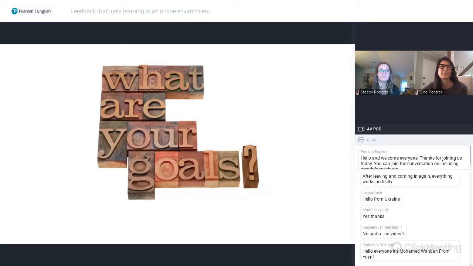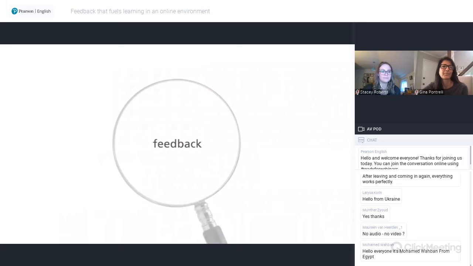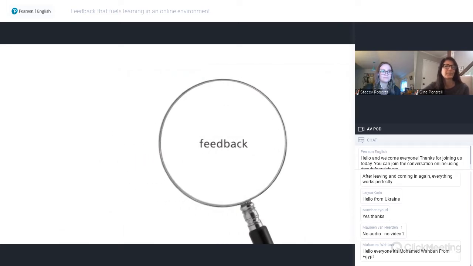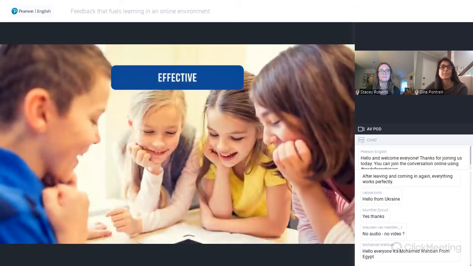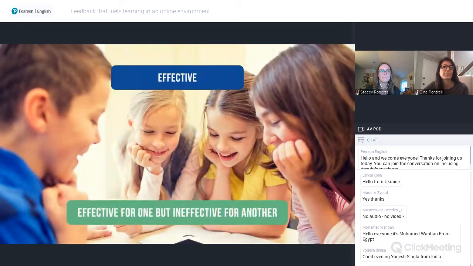Now that we have an idea of possible goals for feedback from both teacher and student perspectives, let's look at the actual feedback you will provide. Just as there are characteristics of bad feedback to be aware of, there are specific characteristics of good feedback. Good feedback needs to be effective, but what does effective mean? What is effective for one person may be ineffective for another.